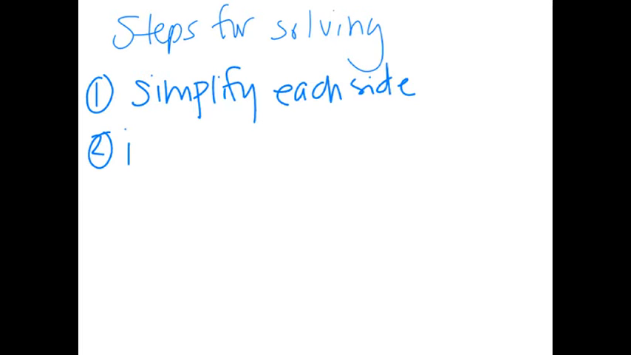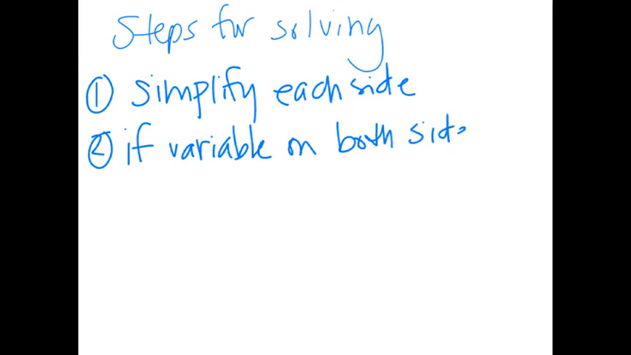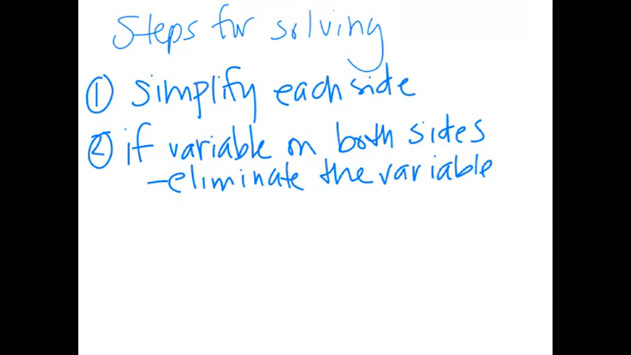If there is a variable on both sides, eliminate the variable on one side. And that doesn't mean just cross it out. That means you have to use your algebra skills to eliminate it. So if you have a 4x on one side and a 2x on the other side, you would subtract 2x from both sides to eliminate the 2x that was on the right.